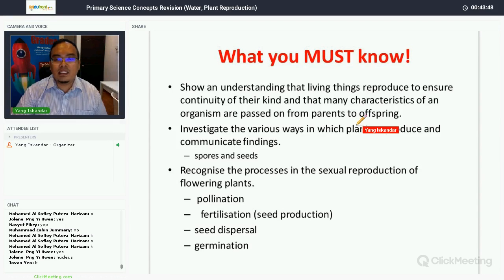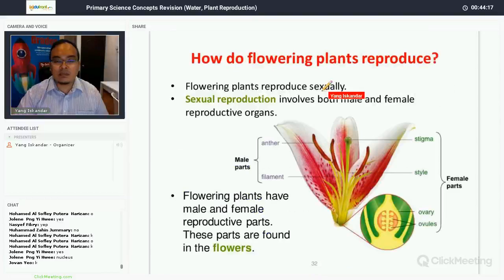It is passed on to the offspring. Okay, so you must be able to investigate the various ways in which plants reproduce and communicate the findings. Plants reproduce either through seeds or through spores, and you must recognize the different processes in the sexual reproduction of flowering plants: pollination, fertilization, seed dispersal, and finally germination. These are the 4 important processes that you need to know under this topic of plant reproduction.